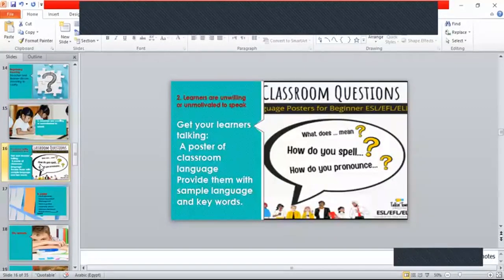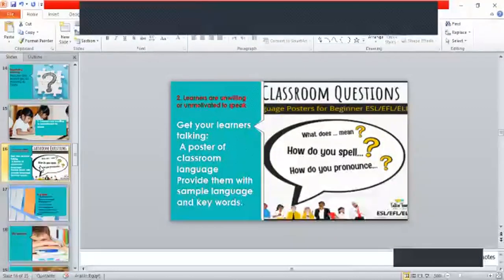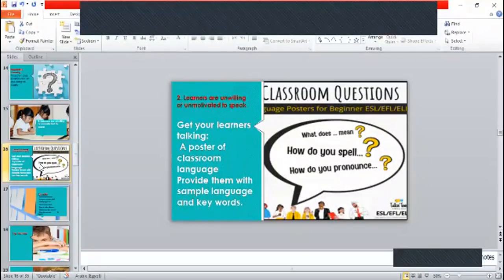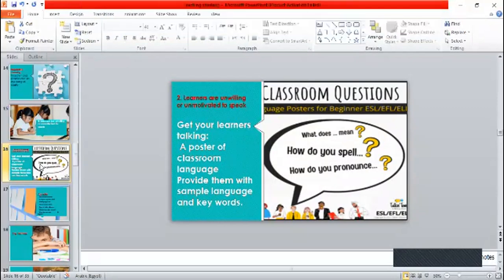to have classroom questions on the board or next to the board. And when my student asks me a question in Arabic, I just point to the poster and ask my student to say it in English.